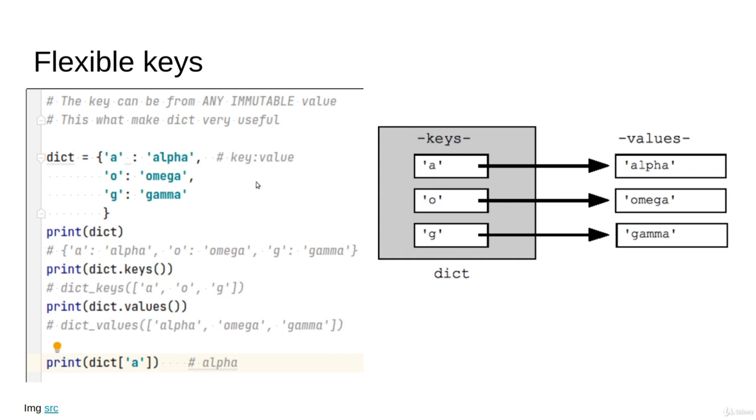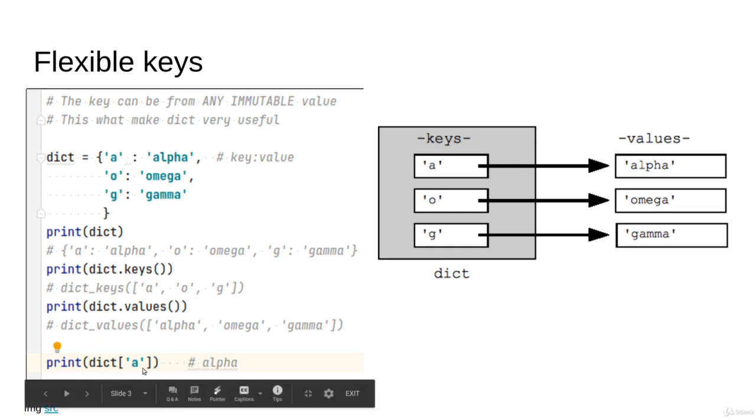Here is an example where the dictionary is having keys of character A, character O, character G, which are strings, and the values are strings. Now as you see, the dictionary becomes much more flexible. I can here come and say print a dictionary of string A. You get the word alpha.